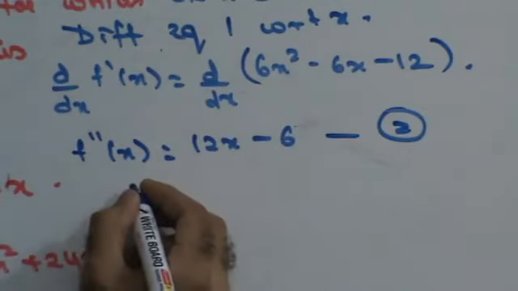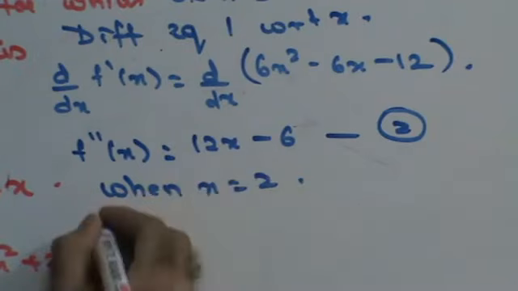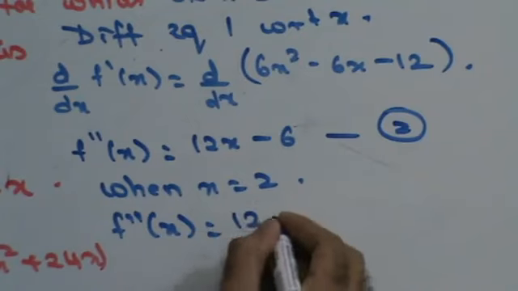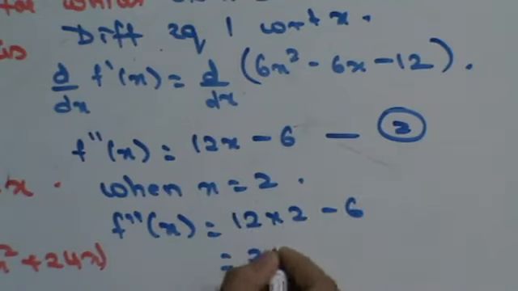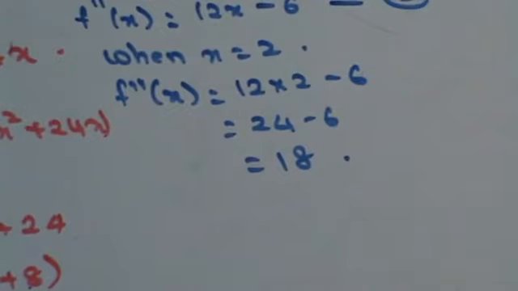Now we have found out that the two values of x are 2 and minus 1. When x is equal to 2, what will be f double bar of x? f double bar of x will be 12 into 2 minus 6, that's 24 minus 6, which is 18, which is greater than 0. If you get the value of f double bar of x to be greater than 0, then the function is minimum.